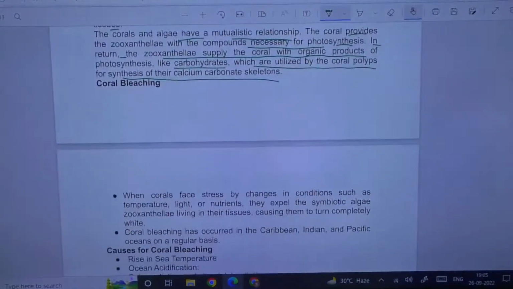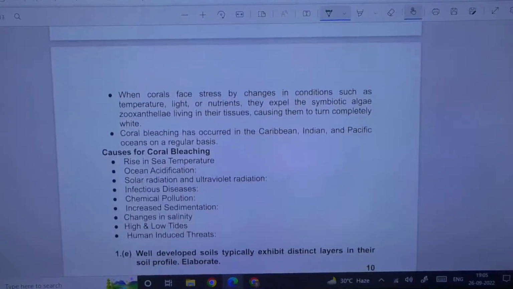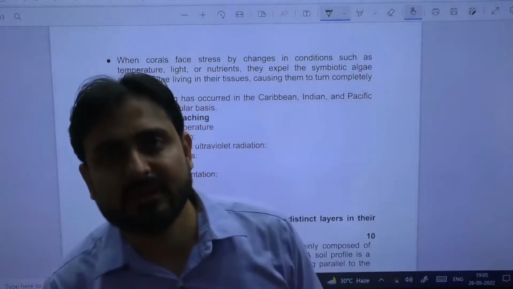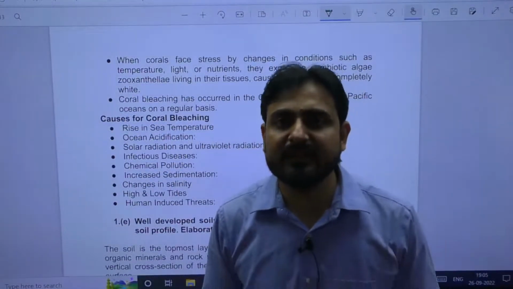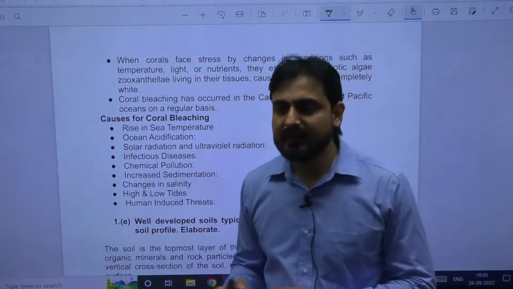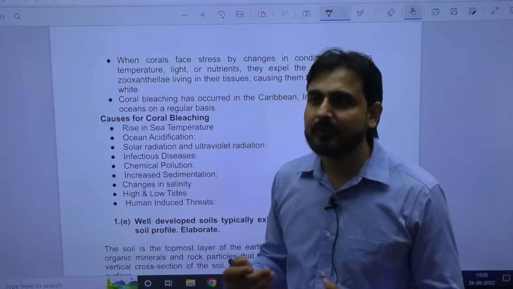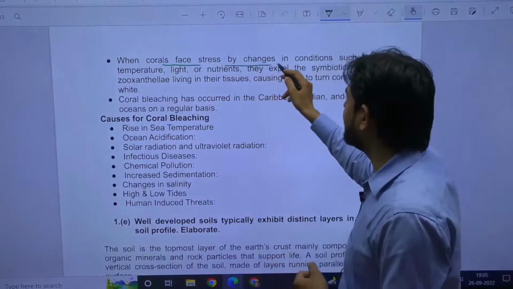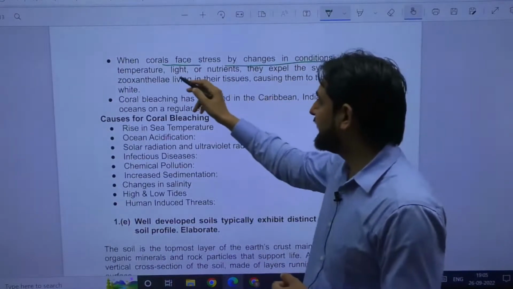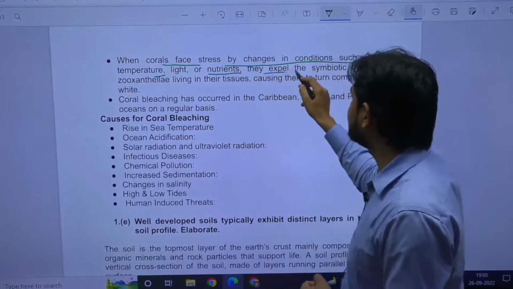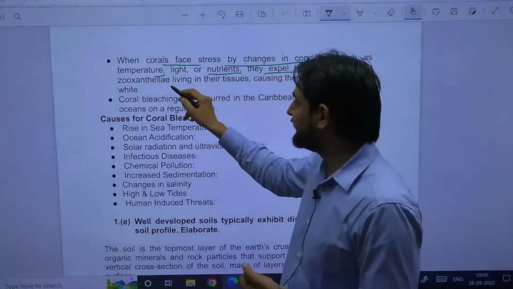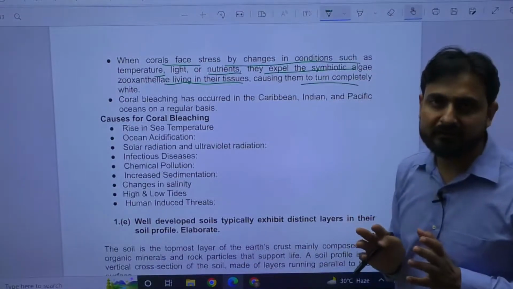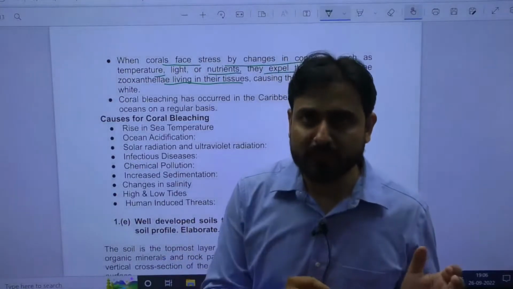Now coral bleaching, you need to define this coral bleaching, whitening of the coral. So when coral faces stress, maybe due to different environmental factors, change in the temperature, change in the salinity, change in the pollution, change in the physical conditions, they feel stress. When coral feel stress by change in conditions such as temperature, light, nutrients, they expel the symbiotic zooxanthellae living in their tissues, thus causing them to turn white. Their color changes from greenish to white.